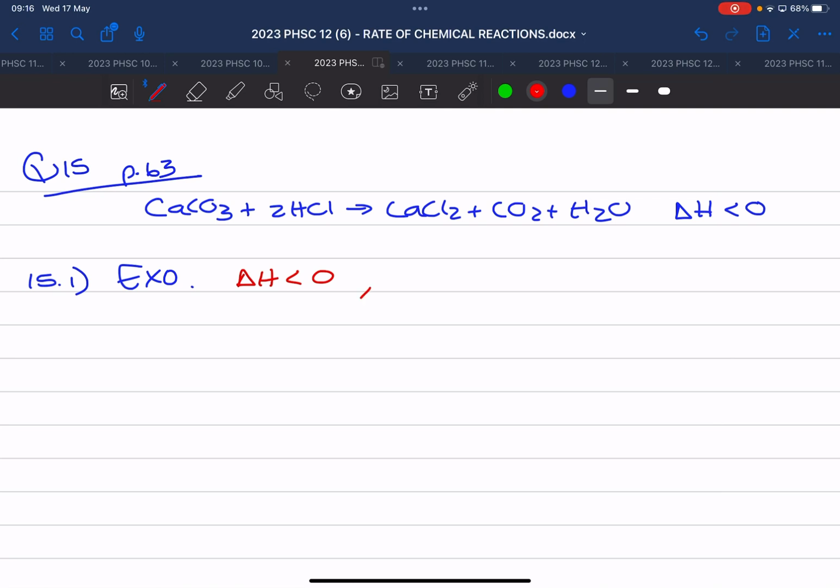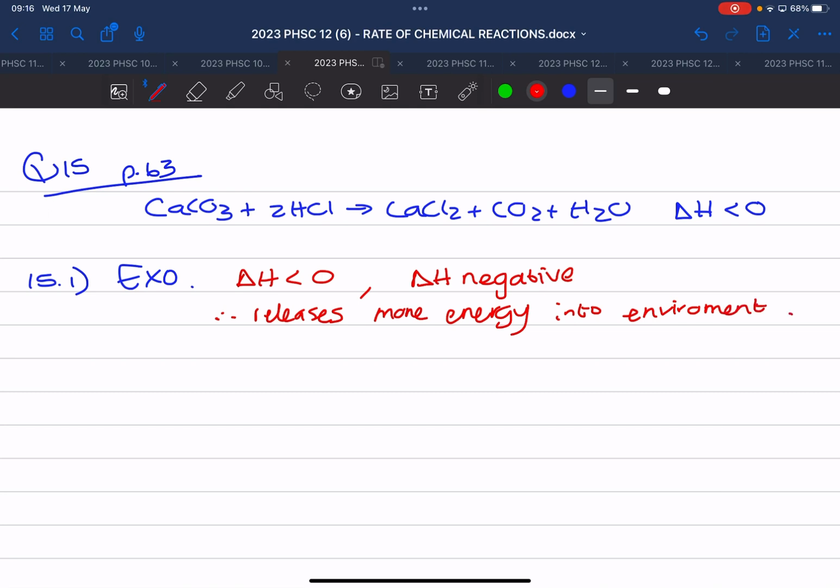What does that mean? It means that the enthalpy is negative, meaning it releases more energy into the environment. Okay, now you didn't have to give all of that. You could have just given that first part. But they can ask you for more marks to explain. That's why I'm giving everything.